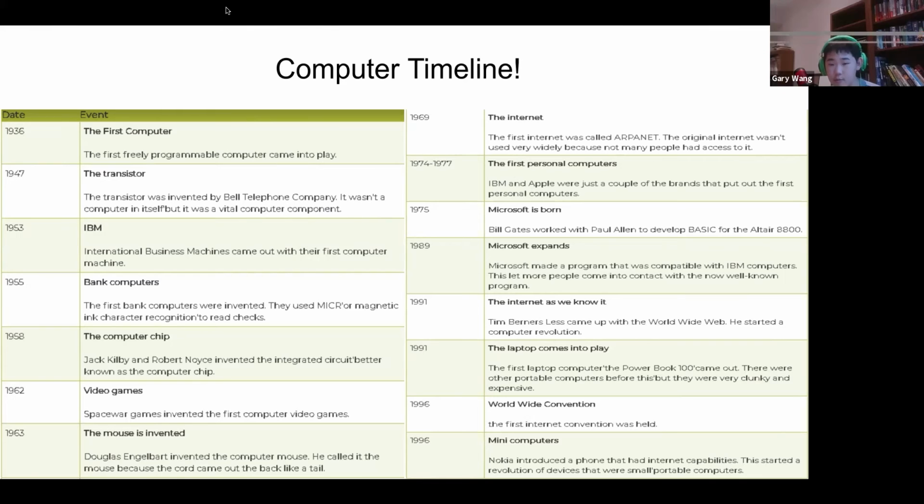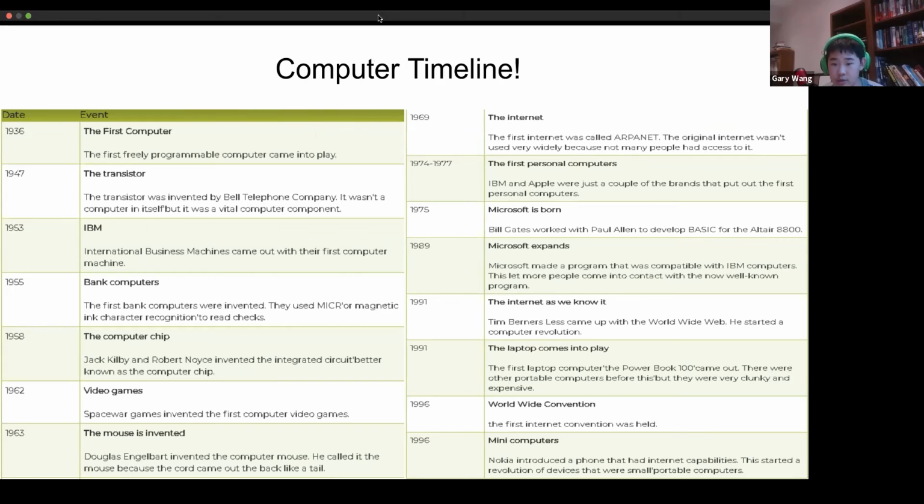Yeah, so we're almost done here. In 1991, the first laptop came out, the PowerBook 100, and this was the first ever laptop. There were other portable computers before this, but they were very chunky, big and expensive, and nobody could barely use them, right? In 1996, the World Wide Web Convention came out, the first internet convention, basically a convention about the internet. In 1996 as well, mini computers, what we use today, ones that are compatible with the internet, came out.